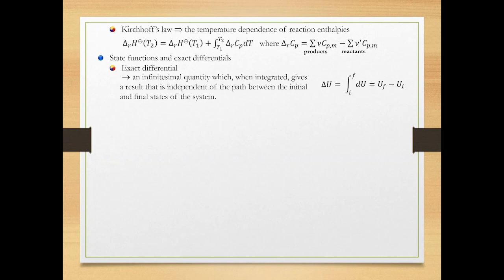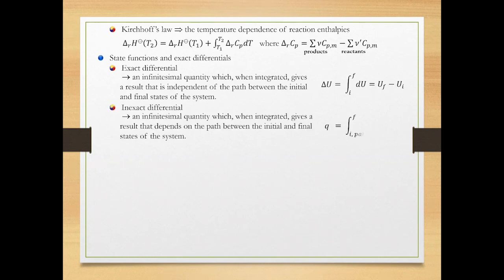On the contrary, differentials of heat or work are inexact, which means an infinitesimal quantity which, when integrated, gives a result that depends on the path between the initial and final states of the system. It is the reason why heat and work are not state functions.